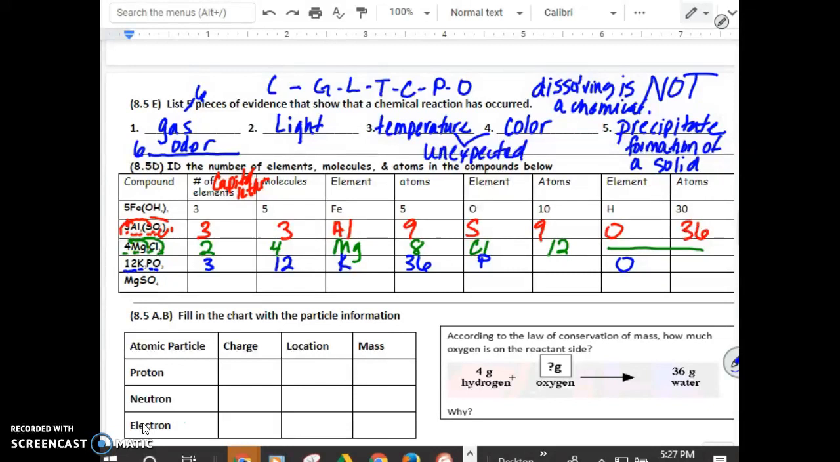Then we have the phosphorus. There is no subscript behind phosphorus, so that would be a 1. So 12 times 1 is 12 phosphorus atoms. And then we have 3 behind the oxygen atom. 3 times 12 is 36 oxygen atoms.